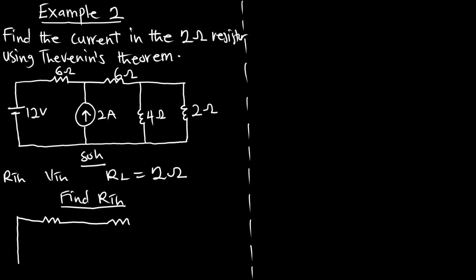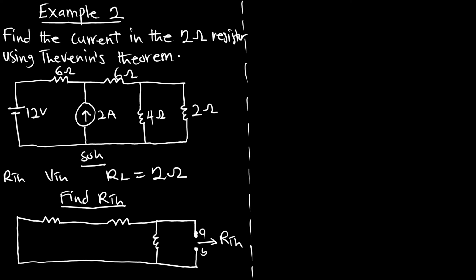So this is still the 6 ohm here, and we have our 4 ohm resistor also here, and we are interested in finding the RTH at the terminals of the 2 ohm resistor. So this is going to be our diagram. Let me call this part AB, and we are looking for the RTH. This is 6 ohm and this is 6 ohm. This is our 4 ohm. So finding the RTH is very simple.